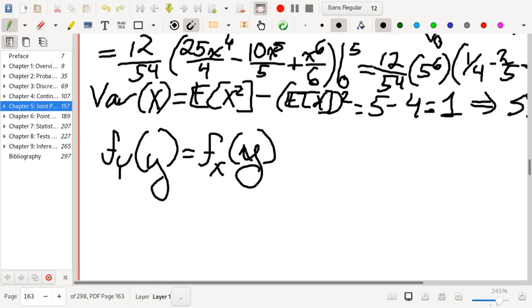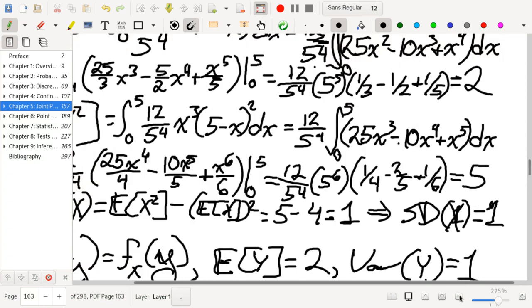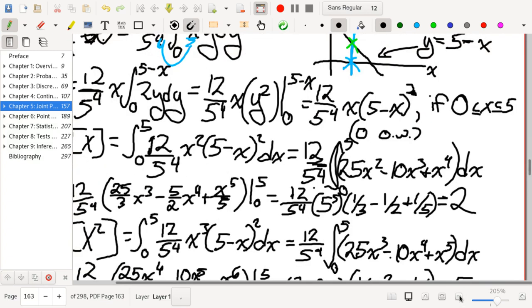So that means that the expected value of y is going to be 2, and the variance of y is going to be 1. All right, that was a lot of work.